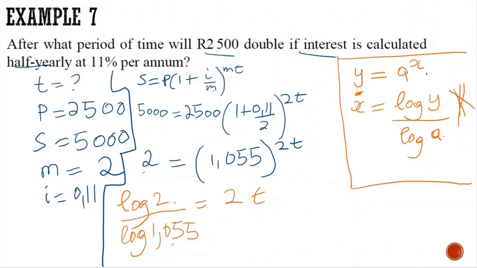Okay, so take your calculator and have log 2 divided by log of 1.055. After you have done that, you divide by 2. So therefore, your t is going to be equal to 6.47. I'm going to wait for you guys and see if you got the answer.